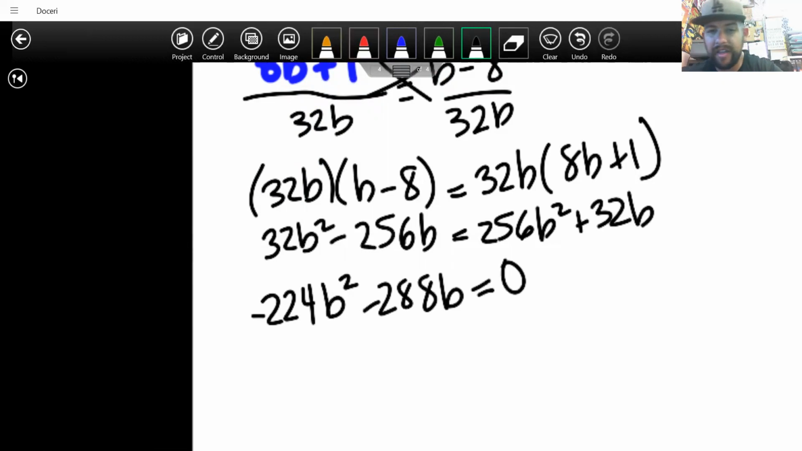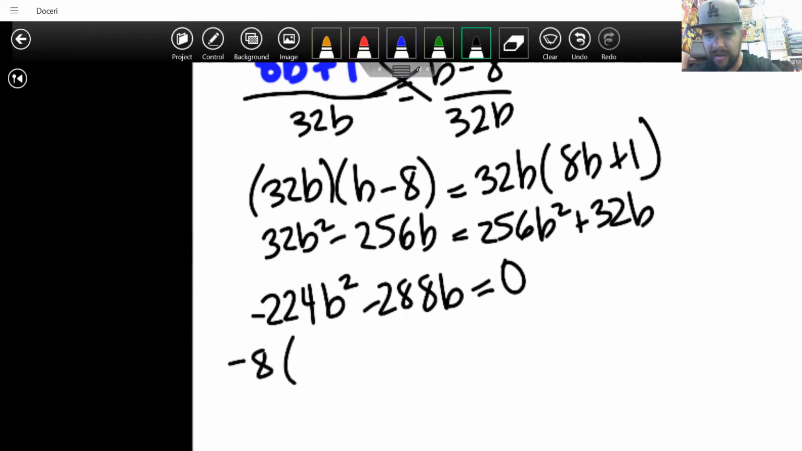We definitely have a common factor between them. It's a large number. It's definitely going to be negative, so let's pull out a negative. 288 and 224. It's a really big problem. We can keep on dividing out by 2. Let's pull out an 8 to begin with. Let's see if that helps us out.